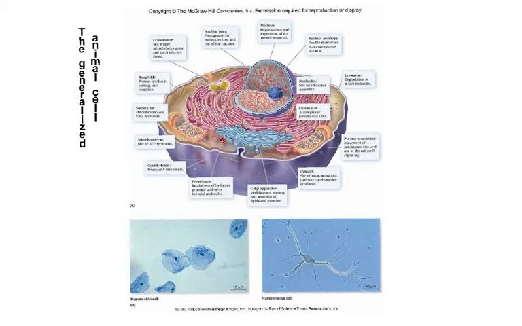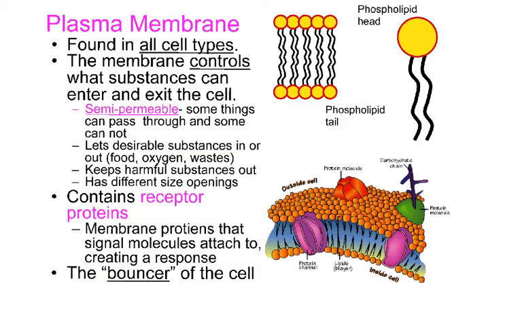So this will be our first of two presentations where we start to go through some of the cell organelles. We're going to be looking at these different organelles, their functions, what they do in the cell, and how they help to maintain homeostatic control. First up is our outermost organelle in the cell, which is the cell membrane or the plasma membrane.